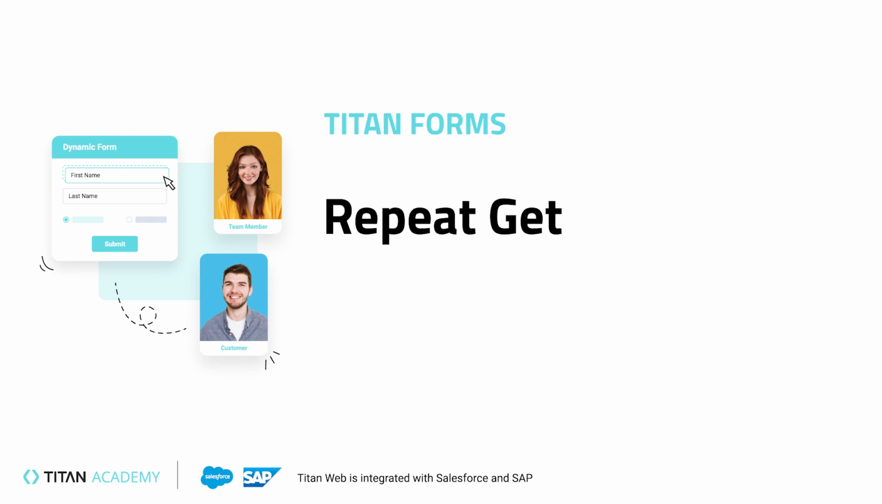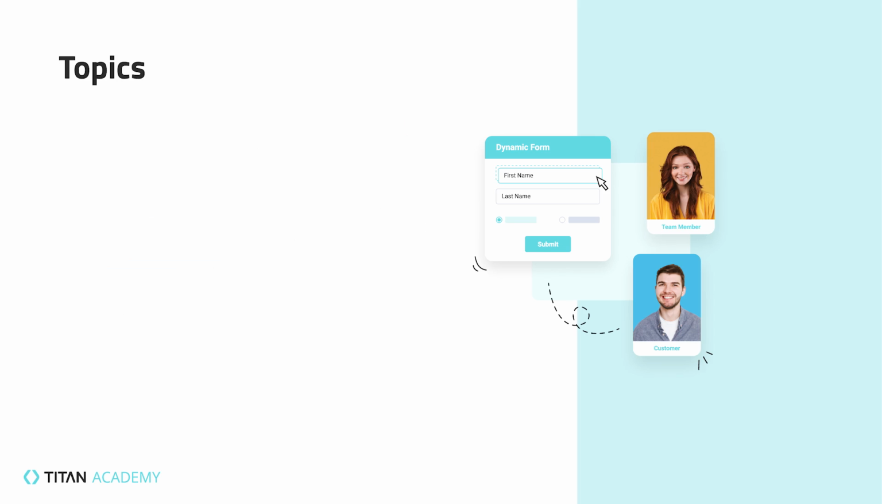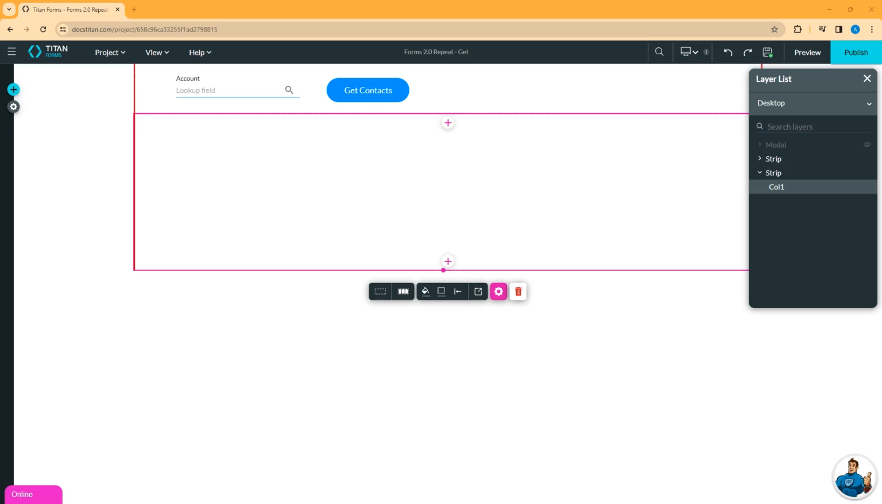In this video, we will discuss working with repeat data in Titan Forms version 2.0. We will discuss repeat strips, repeat columns, and repeat containers and how to use them.